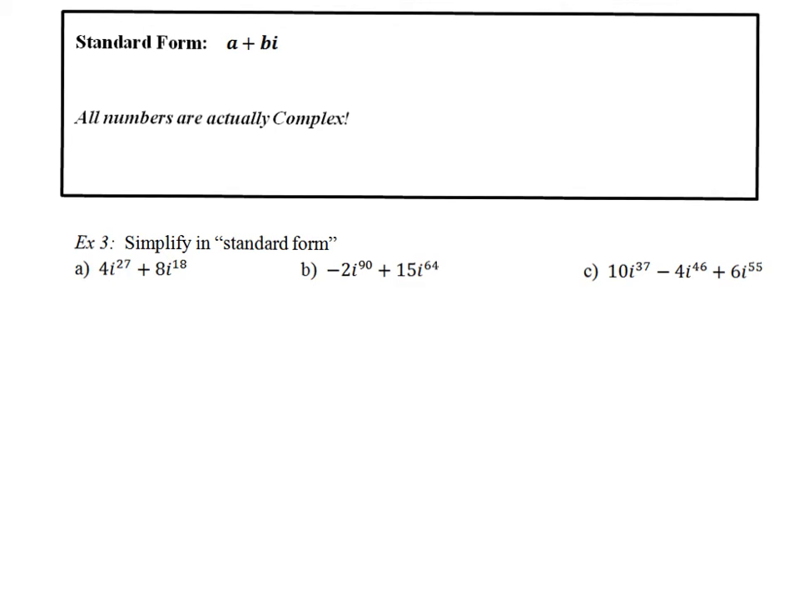We need to define a set of new numbers. In standard form, these numbers are A plus Bi. Now, what we really have here is that A plus Bi is called a complex number. A complex number actually has two parts. The A part, the part without the I, is the real part of the number. The Bi part is the imaginary part of the number.